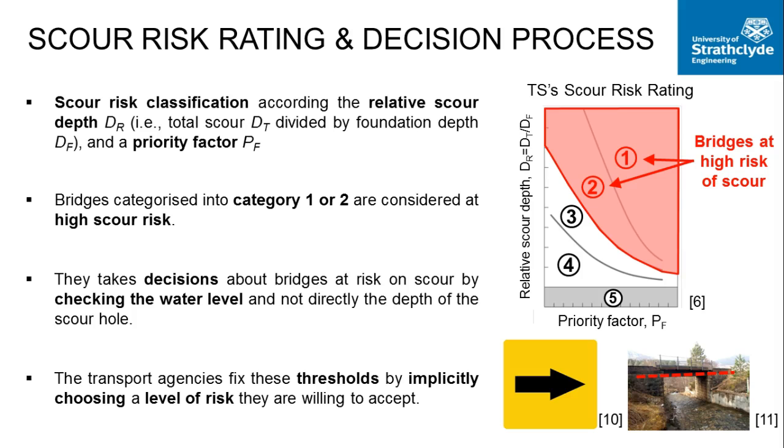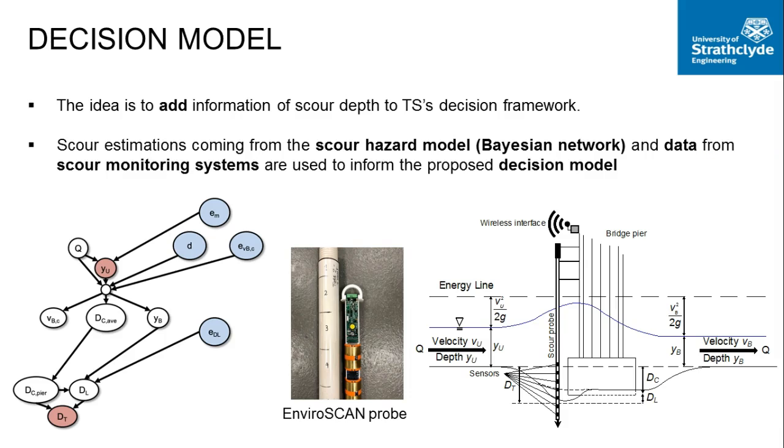Transport Scotland classified their bridge to scour risk with this graph according to the relative scour depth, that is the total scour divided by the foundation depth, and a priority factor. They also follow a visual decision scheme, whether closing the bridge or not, according to water level threshold alone. So they fix this threshold by implicitly choosing a level of risk they are willing to accept. So our idea is to add information of scour to their decision framework.